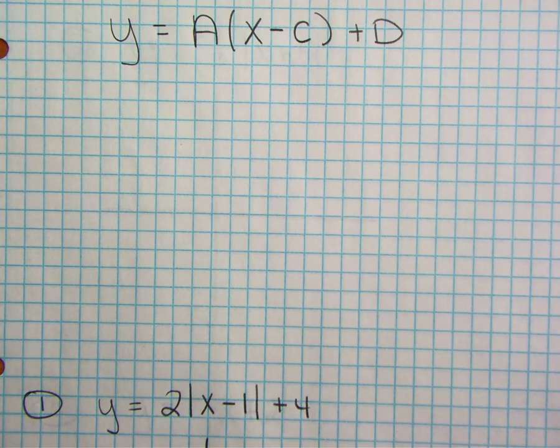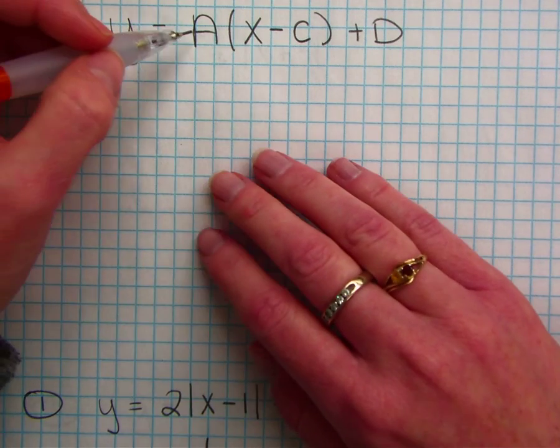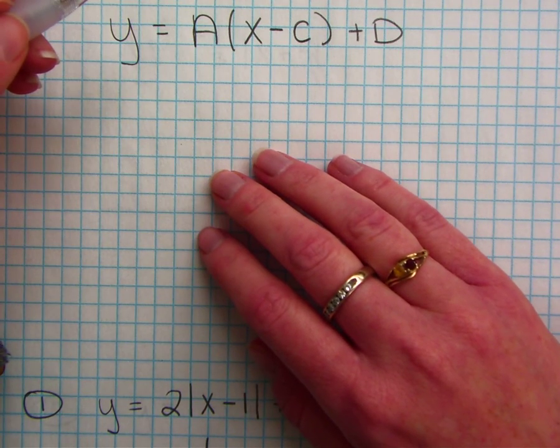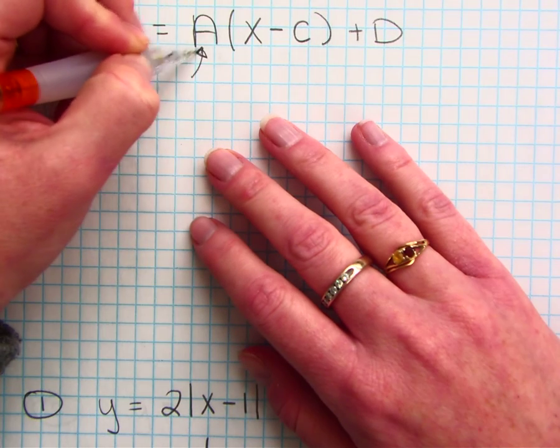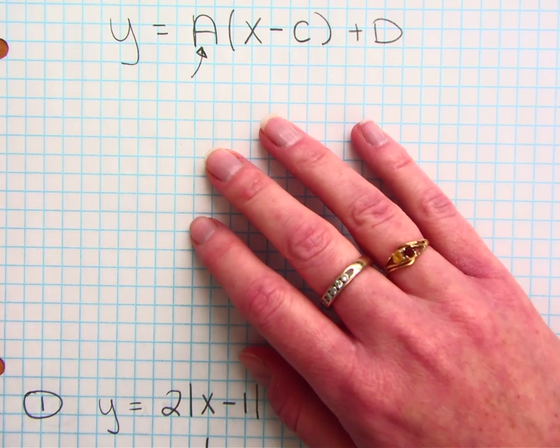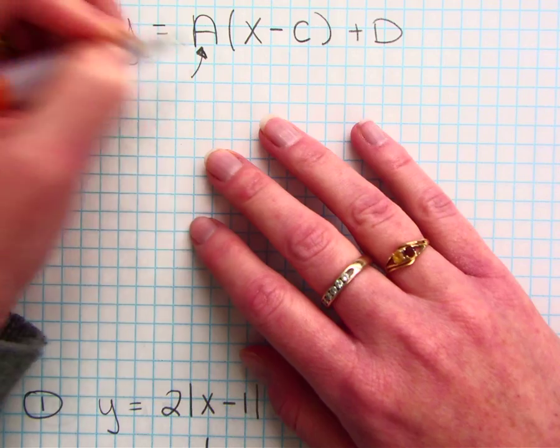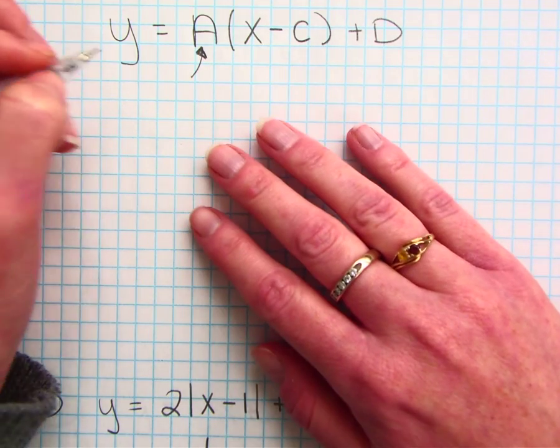Okay, we're going to talk about transformation of functions. In our basic function form, we have three different numbers that contribute to our transformation. The first is the a value, which is the value in front of the grouping symbol, in the front of your function. And a has a couple different purposes.